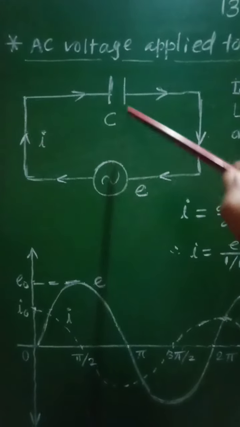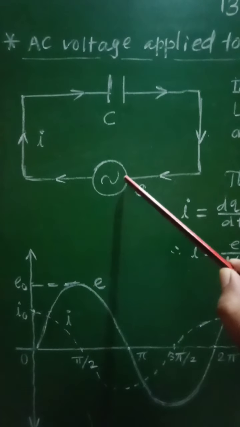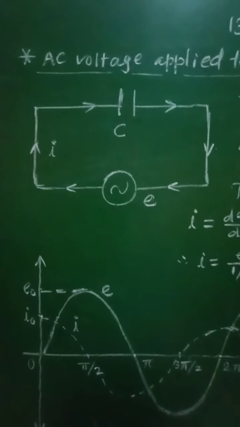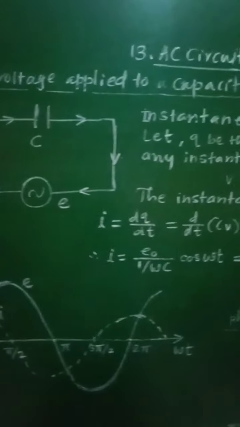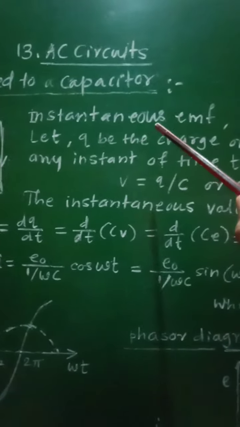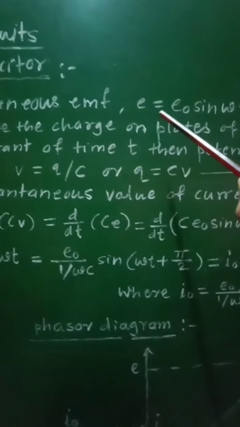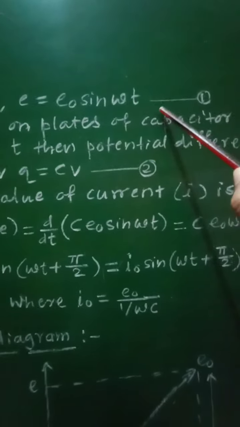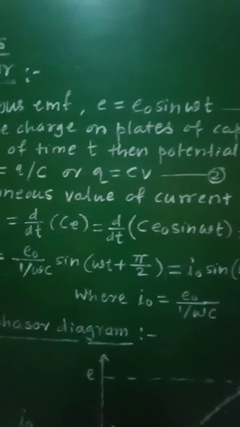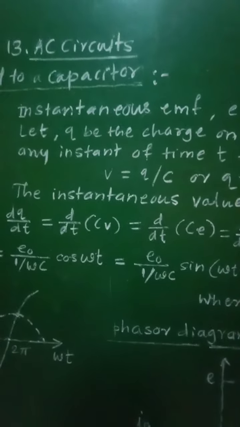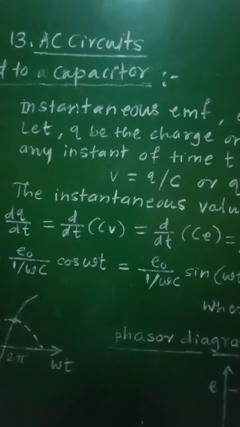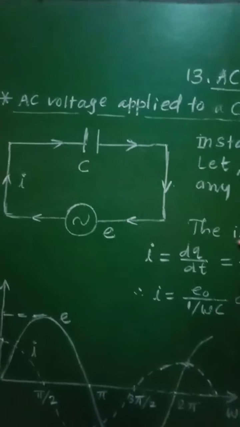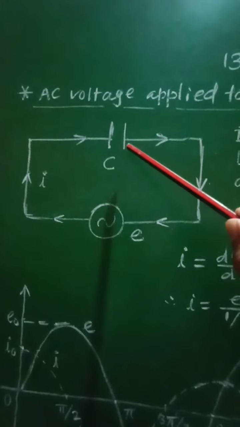As soon as this capacitor is connected to this alternating source of EMF, the current I will be set up in the circuit. Now the instantaneous EMF of that AC source is given as E equal to E0 sin omega t, equation number 1. Now if you consider this capacitive circuit, the current flowing in the circuit will transfer the charges to the plates of this capacitor.